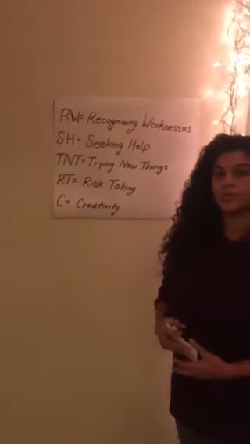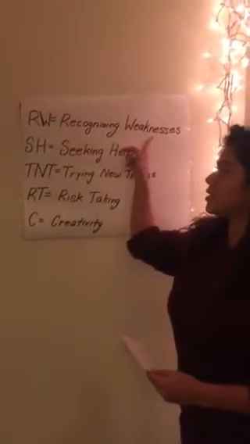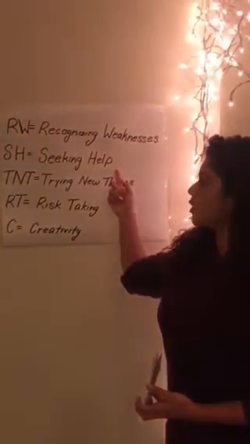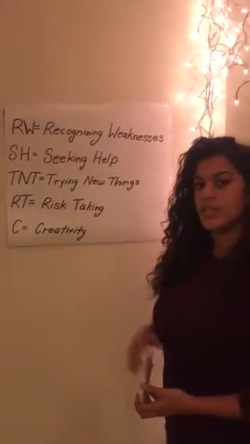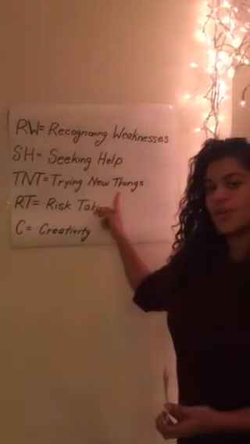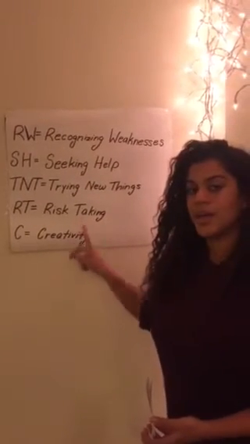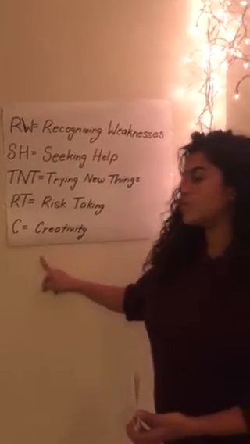Before I can present my project to you, I must explain a few acronyms that are included in it. The first is RW, which is recognizing weaknesses. The second, SH, seeking help. The third, TNT, trying new things. The fourth, RT, stands for risk-taking. And the final one, C, which is creativity.